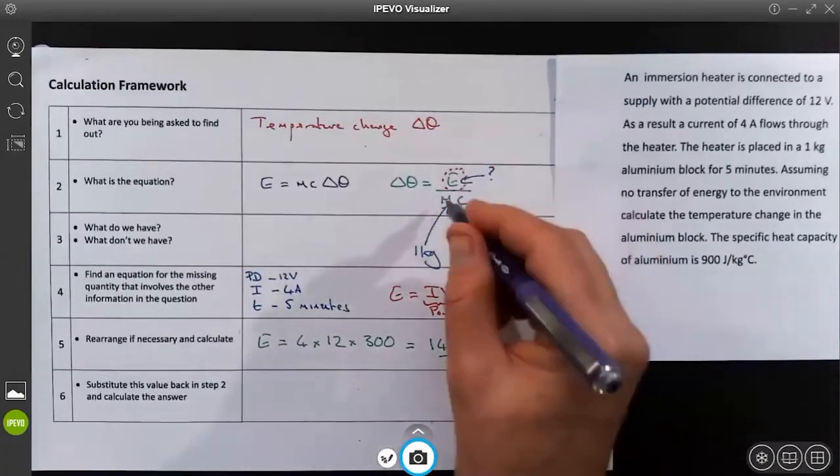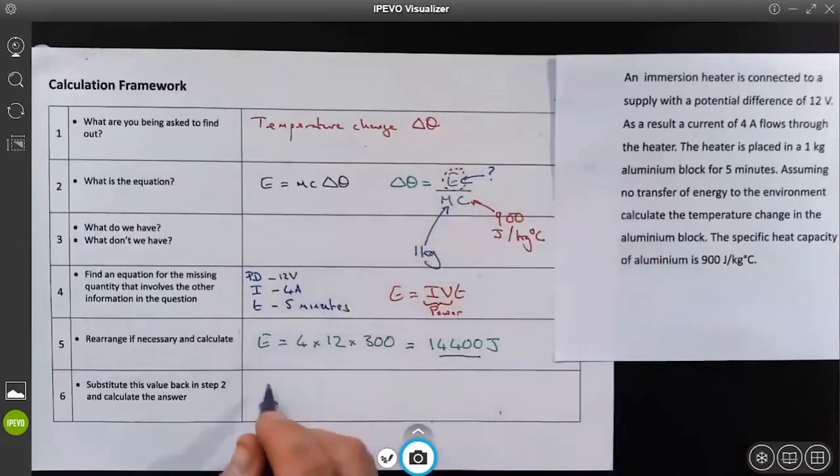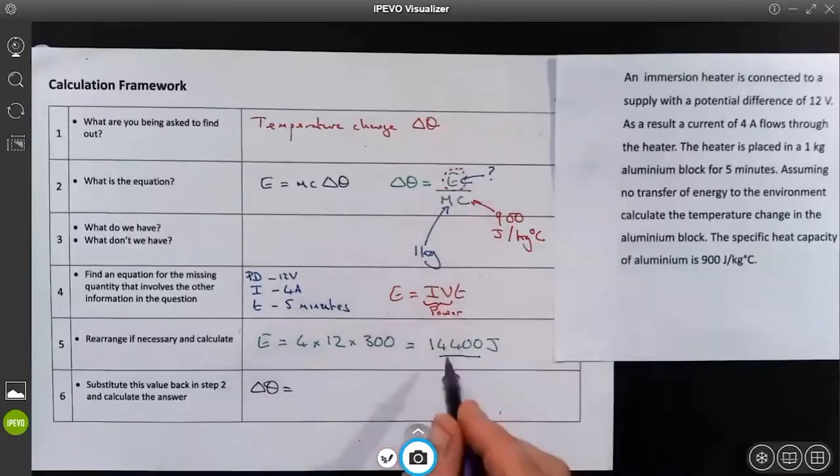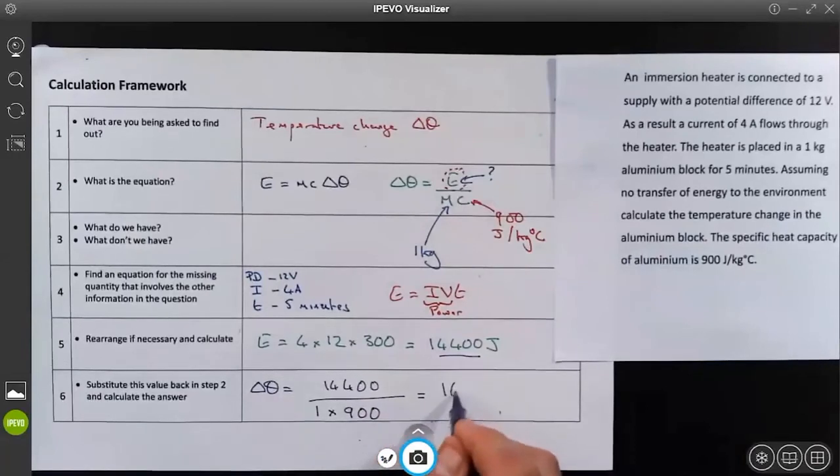along with the values for the mass and the specific heat capacity. And so finally, we can write that delta theta is the energy which we calculated in step 5, divided by the mass, which in this case is 1, times the specific heat capacity, which is 900. And if we evaluate that, we get an answer of 16 degrees Celsius.